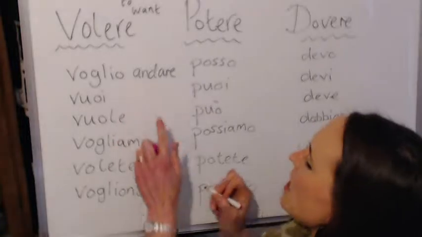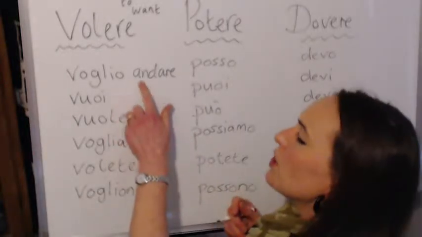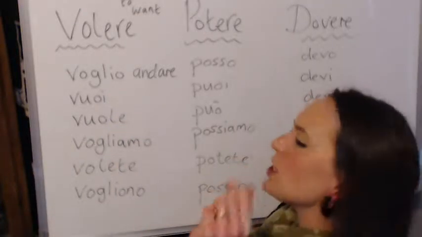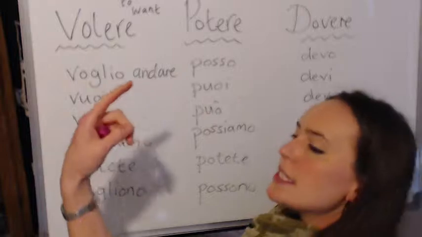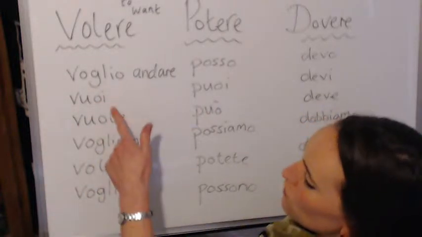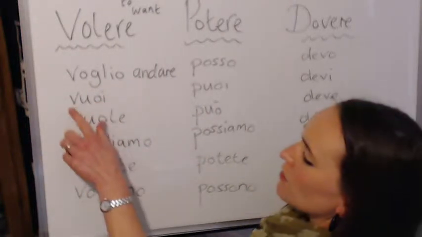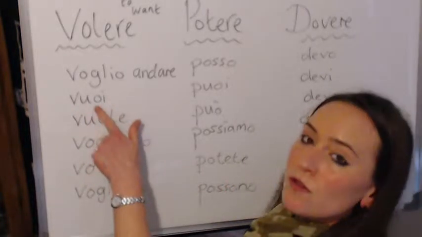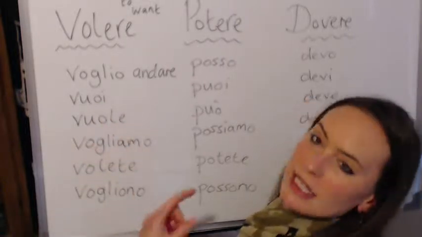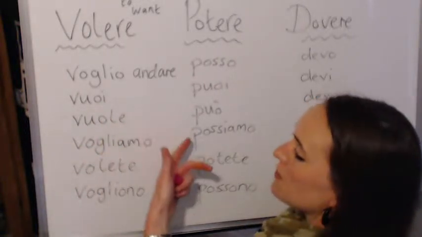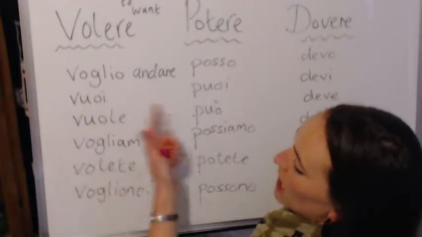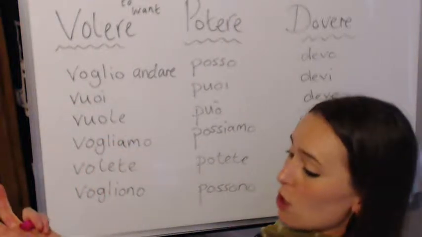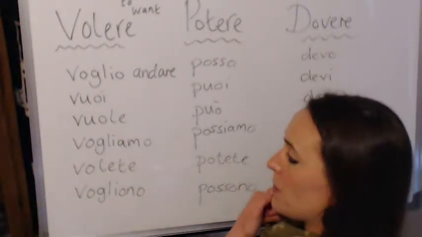So, voglio andare significa I want to go. You put the infinitive verb after the conjugated verb and you've made a sentence. Super useful. Voglio is the io form, I. Vuoi, V-U-O-I, is the tu form. And vuole is the lui, lei form, he or she wants. Lei vuole andare, she wants to go. Michele vuole mangiare qualcosa, Michele wants to eat something.